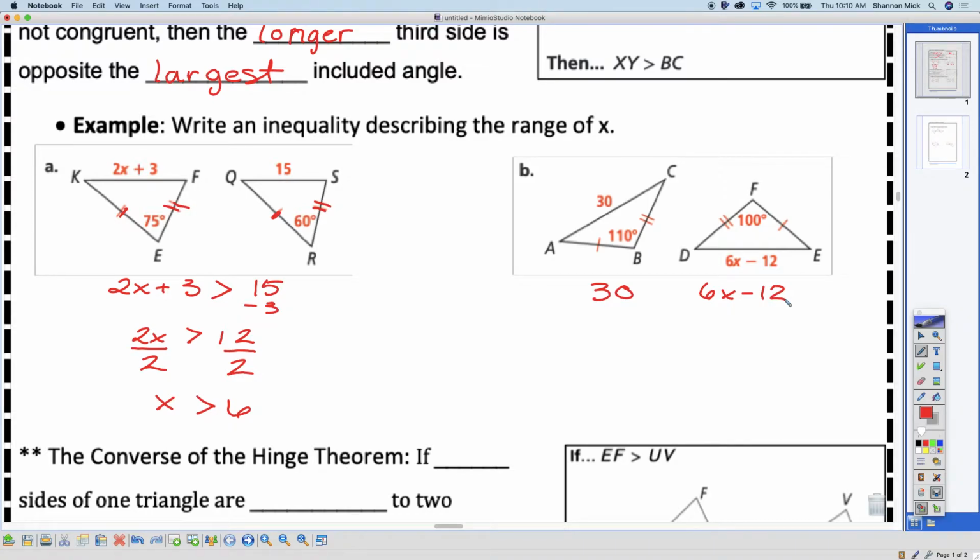I have 100 and 110. Which one's bigger? Oh, never mind, the other side's greater. So 30 is bigger. Now, could it be the other way? Could I have written it the other way? Yeah. It's not going to change what I get, is it?